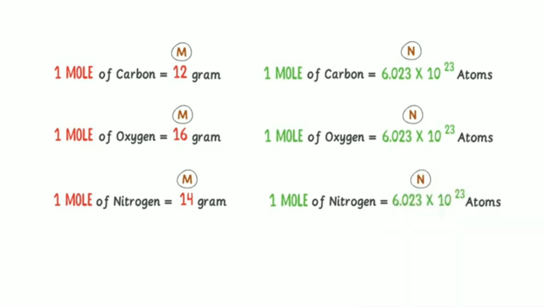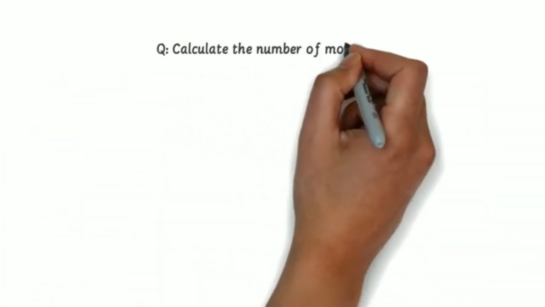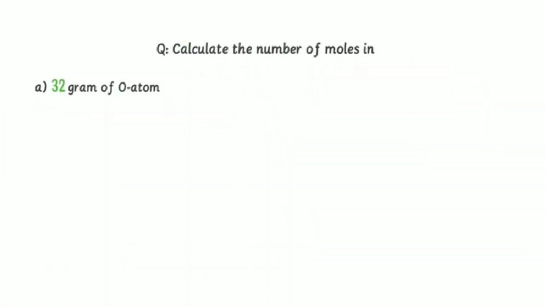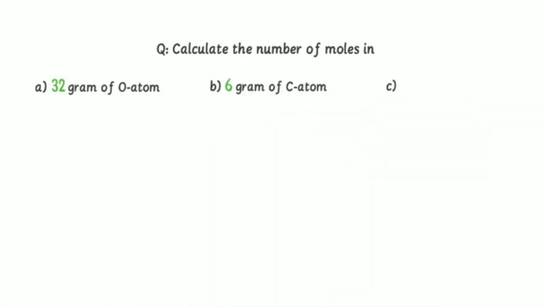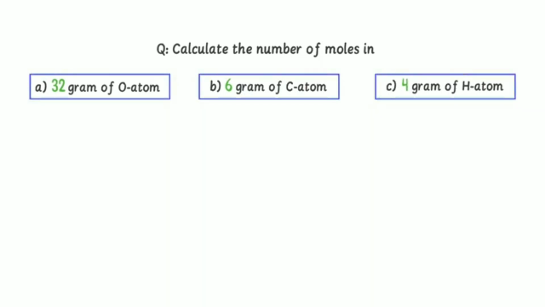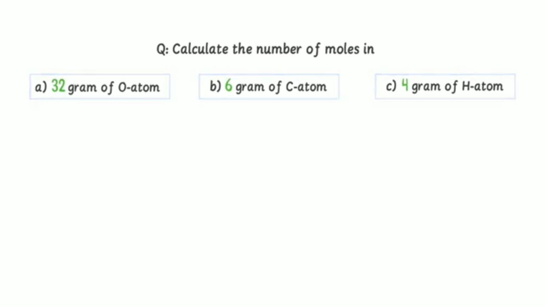Now I will use the M relationship and N relationship to calculate any mole-based question without using any formula. So note down this relationship. For example, calculate the number of moles in 32 gram of oxygen atom, 6 gram of carbon atom, and 4 gram of hydrogen atom. In the question, we are given masses of the different atoms. So in this type of numericals, always write the M relationship of moles.